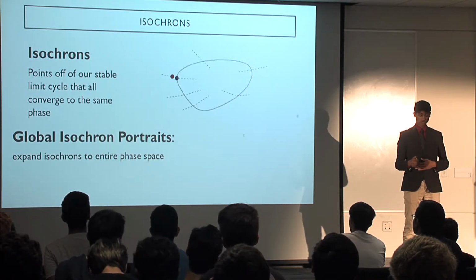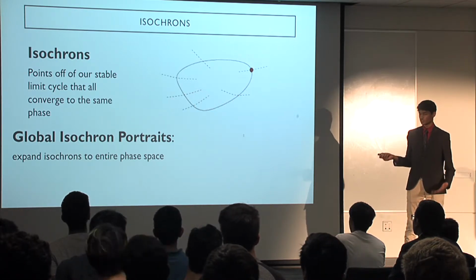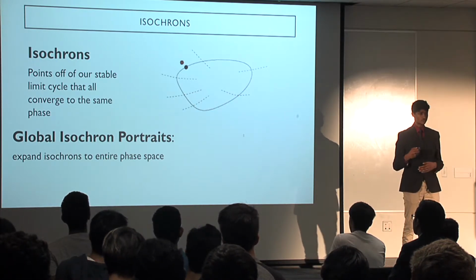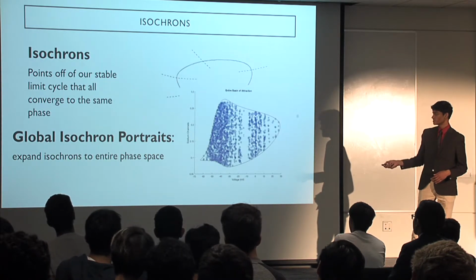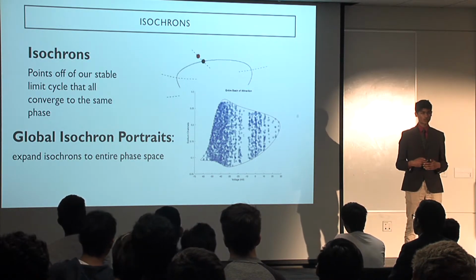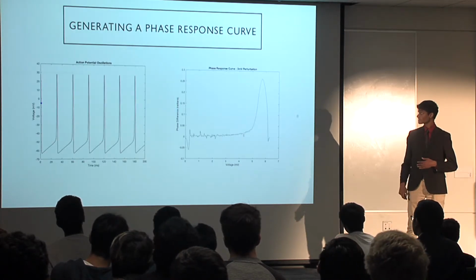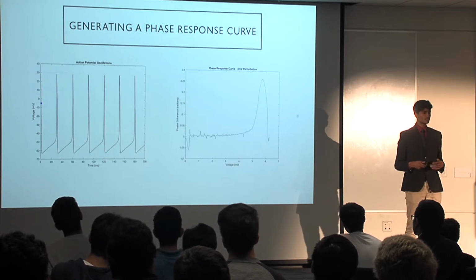So what current research involves is local isochrons, points which are very close to the limit cycle. What we seek to do is create global isochron portraits, expand it to the entire phase space. And this is so meaningful because it tells us the response when we have large perturbations, which is what DBS actually does.